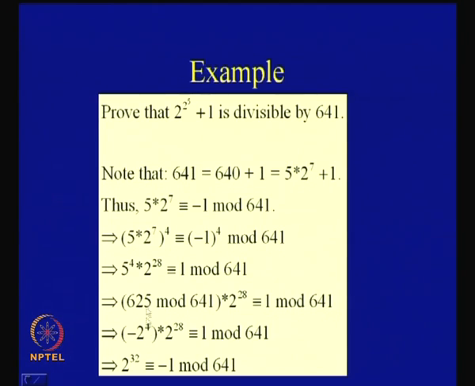So this result is minus 2 to the power of 4 multiplied by 2 to the power of 28 is congruent to 1 modulo 641, and that means that 2 to the power of 32 is congruent to minus 1 modulo 641. So from the definition of congruence, 641 divides 2 to the power of 32 minus minus 1, that is, 641 divides 2 to the power of 32 plus 1. So this particular thing is proved. But you see that throughout this we have not done a single large computation, and that's the advantage of the previous theorem.